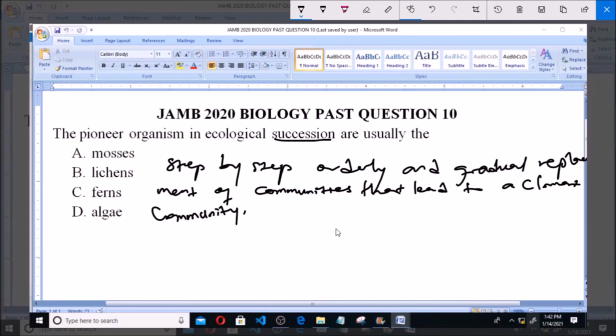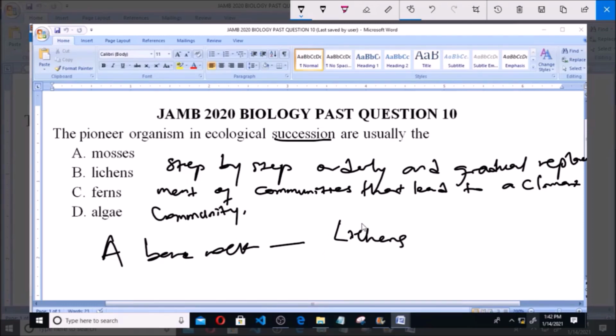It simply means that new habitats are constantly formed from existing habitats. For instance, new habitats like soil environments are actually formed from existing habitats like rocks, and that is why weathering of rock brings about soil formation. But the question is asking us for the pioneer organisms in ecological succession. Now when you have a bare rock, the first organism to live on this bare rock is always the lichens. Lichens are always the first organisms to survive on a bare rock.